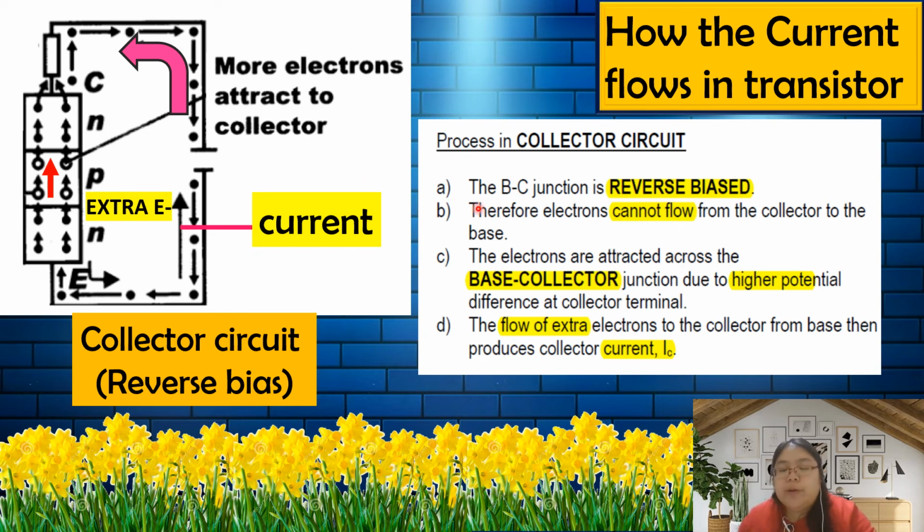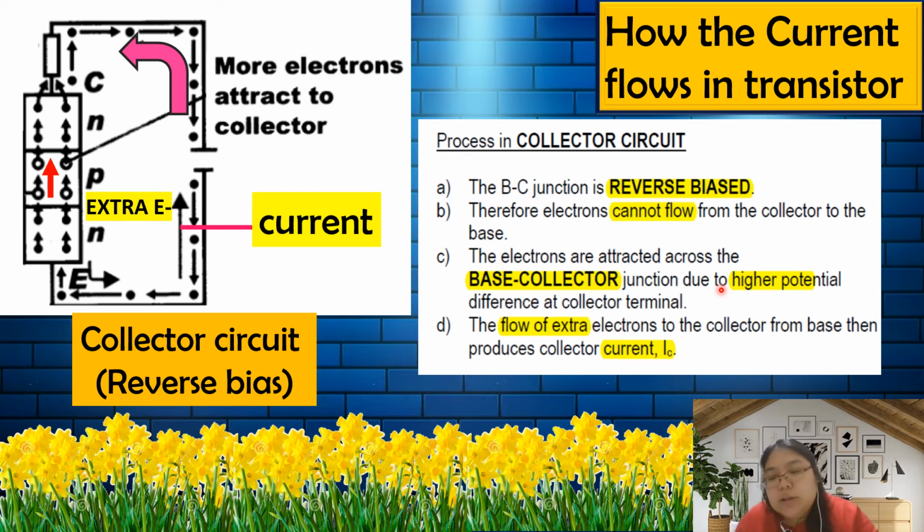So from here, we go by the words. A, the BC, base and collector junction, has a reverse bias. So you need to say that the electrons cannot flow from the collector to the base, because it is reverse biased. So the electrons are attracted across the base to the collector. C talks about the base just now: the extra electrons from the base jump to the collector junction. After that, there is a higher potential difference at the collector terminal, because the high potential difference attracts the electrons to come.